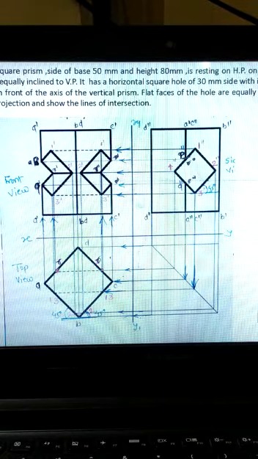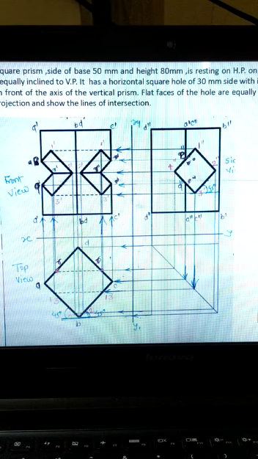Okay, good morning, students. Today I am going to discuss with you the intersection of solids. Intersection of solids is used to find out the intersecting surface of two different solids. This is used to find out the exact shape of two different solids to be merged together.